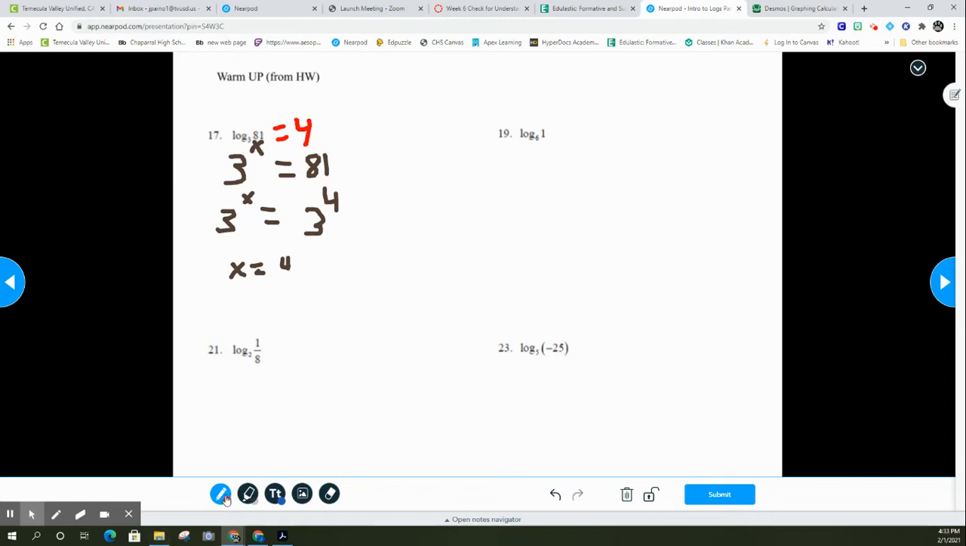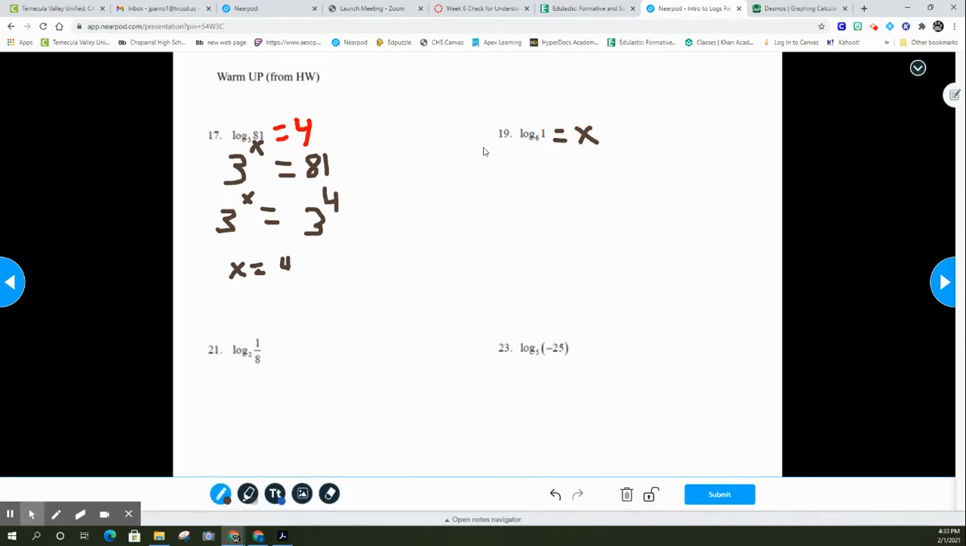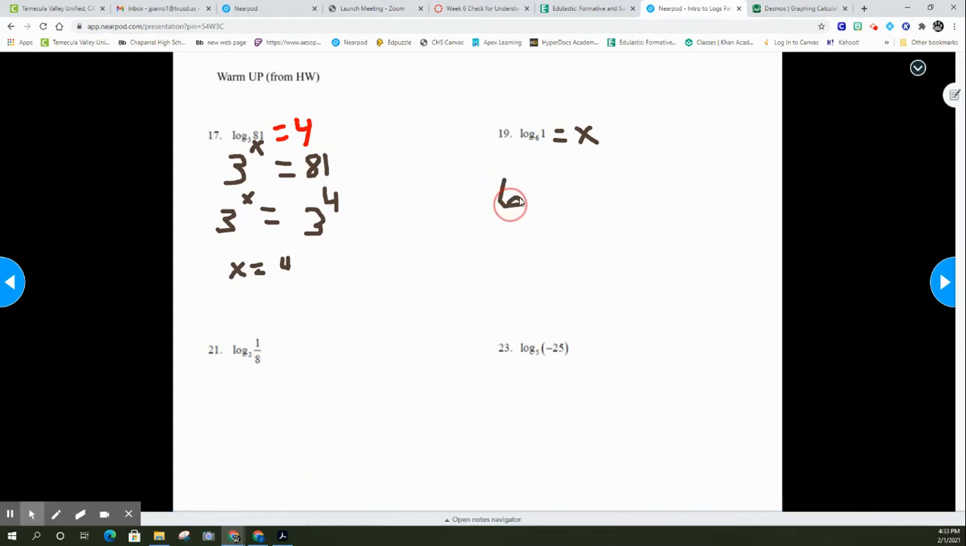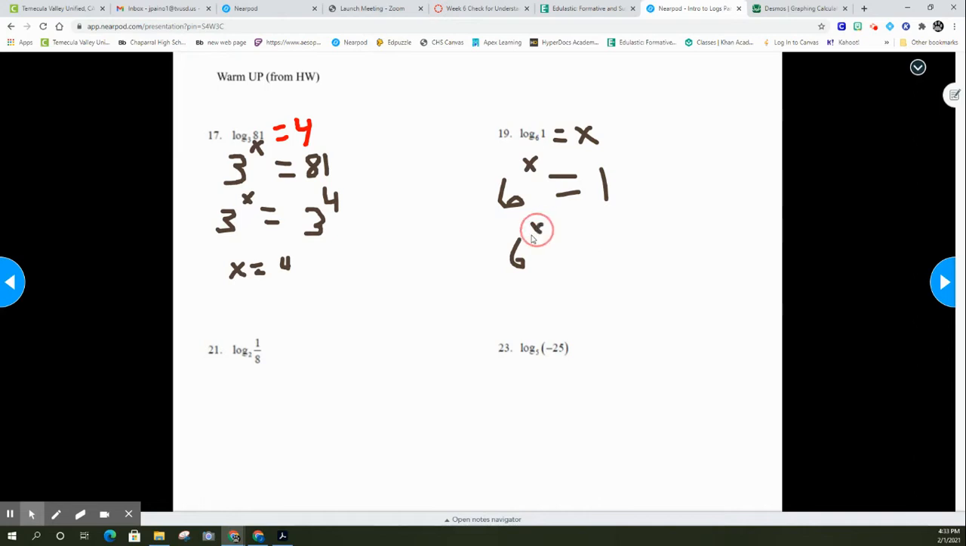Okay, now what is log base 6 of 1? So I'm saying 6 to the x equals 1. And so we know that the exponent has to be 0 here. Anything raised to the 0 is 1. All right, if you were looking to do it with the same base, 1 is 6 to the 0, and therefore we know that x has to be 0.